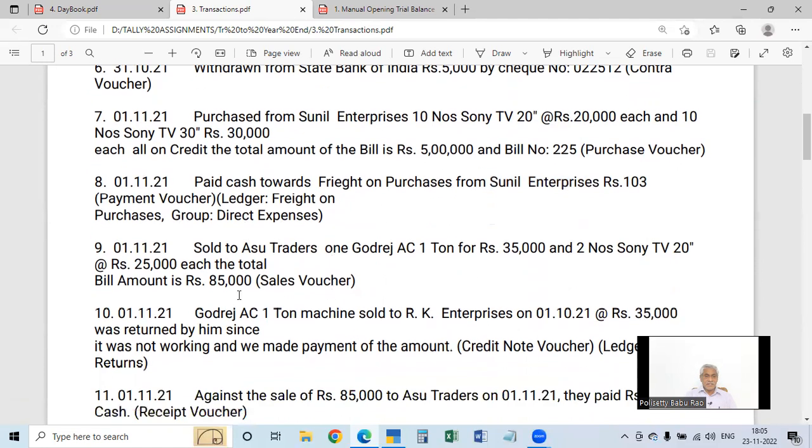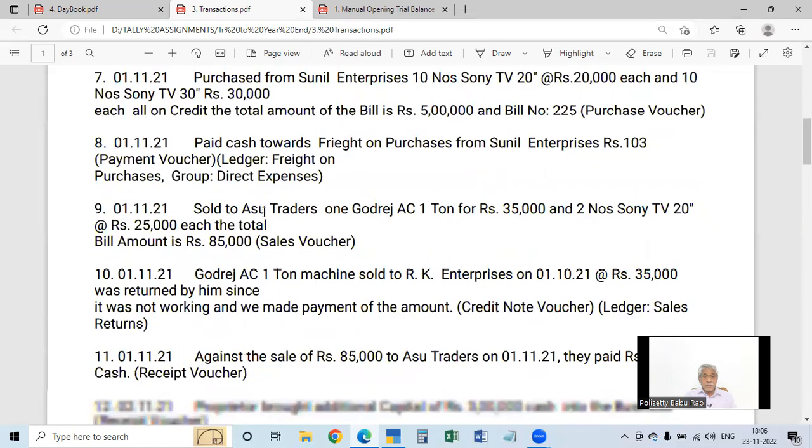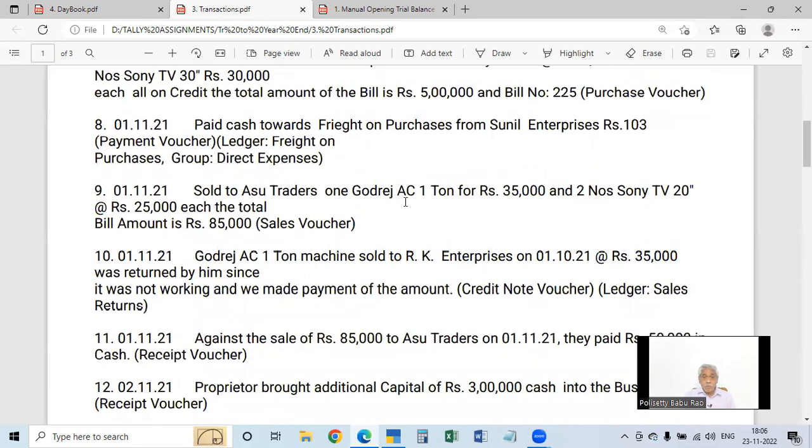Okay, next. Same thing, 111. Sold to Ashu Traders 1 Godrej AC for 35,000, and 2 numbers Sony 20 inches TVs for 25,000 each. The total bill: 1 machine 35,000, 2 Sony TVs at 25,000 each means 50,000, so 50 plus 35, 85,000. That is the total given here. These are all goods sold, so we are entering in the sales voucher.